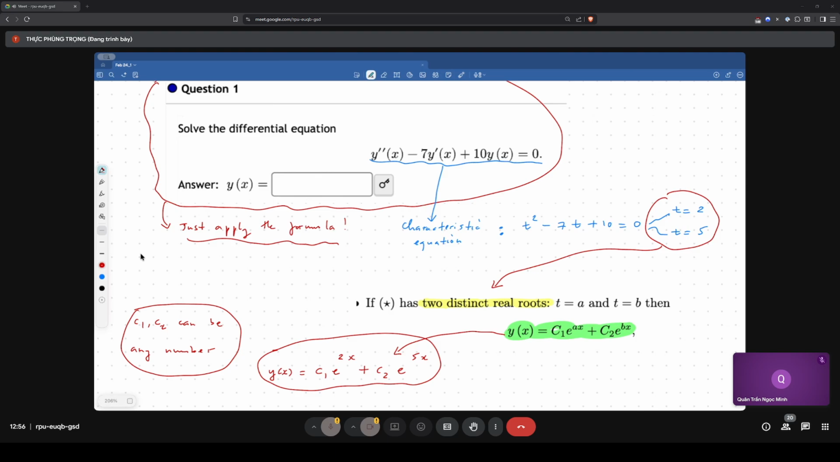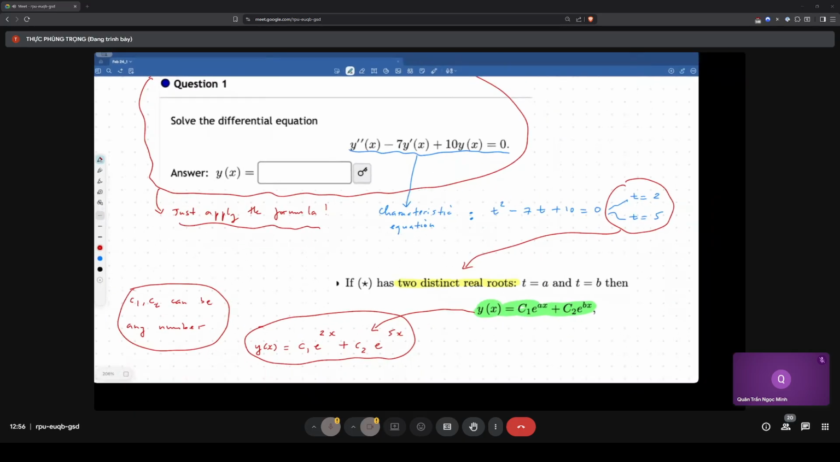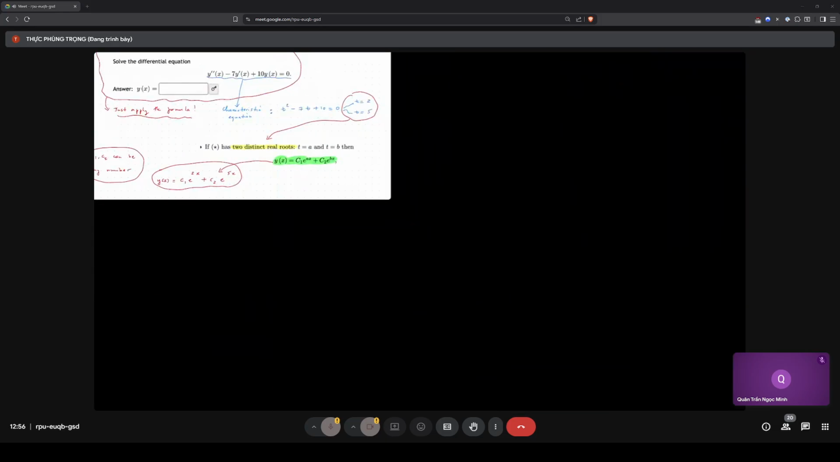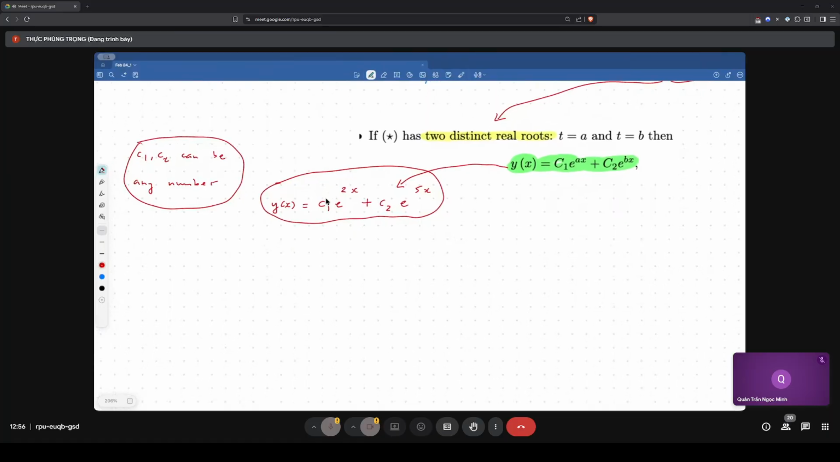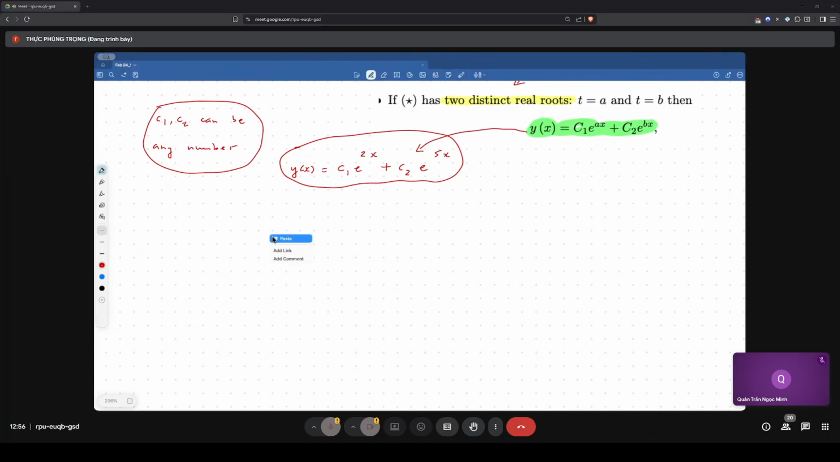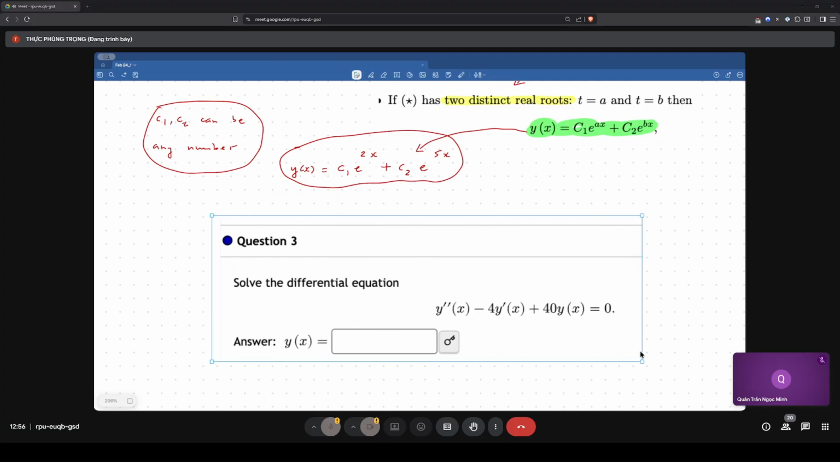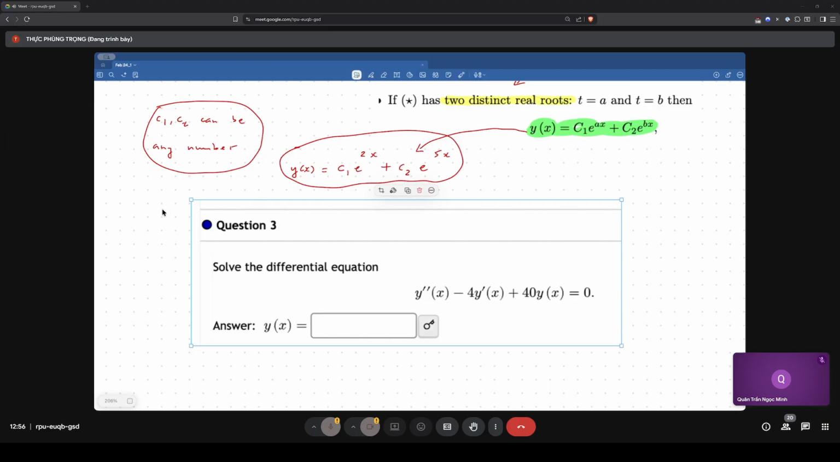Any questions? So let's do one more in the assignment. Let me do 3. This is also a homogeneous equation. After this, we go to non-homogeneous equations. Now let's consider this one. Any questions?